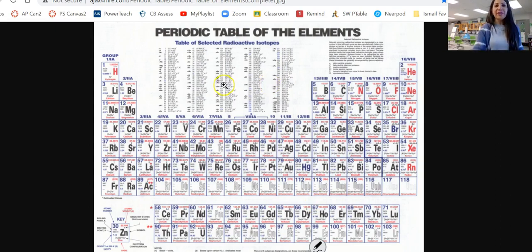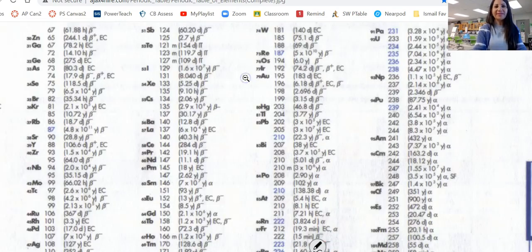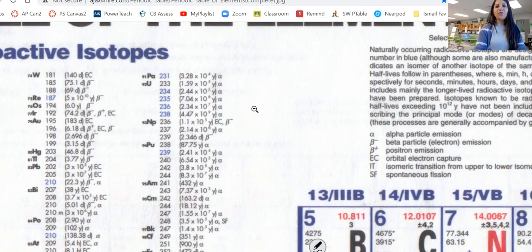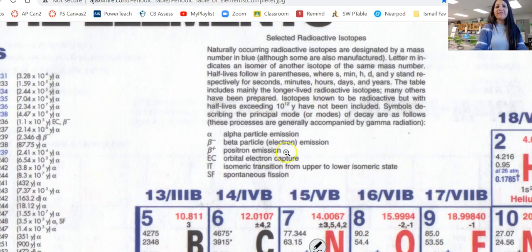So over here, if I zoom in on this, this is a table of radioactive isotopes. And over on the side here, it gives us this little key that talks about the fact that these are half-lives and they can be in seconds, minutes, hours, or days. And so we can see alpha emission, beta particle, positron, and so on.